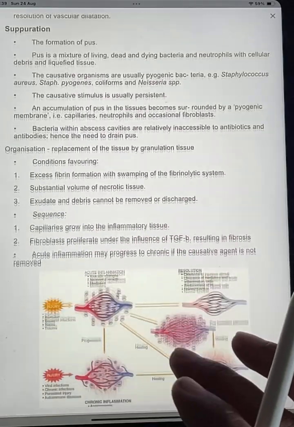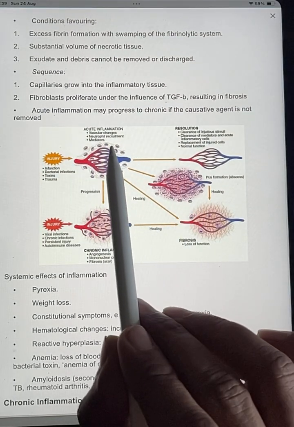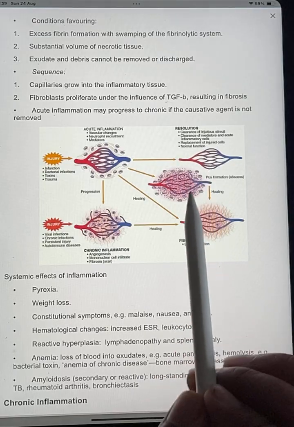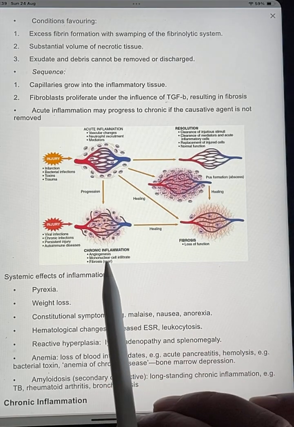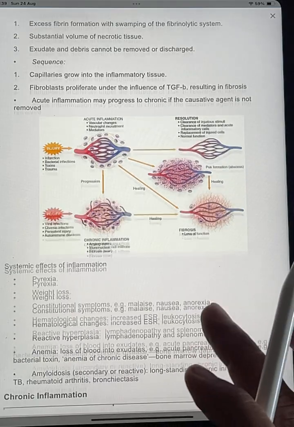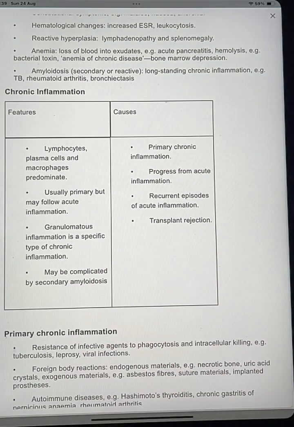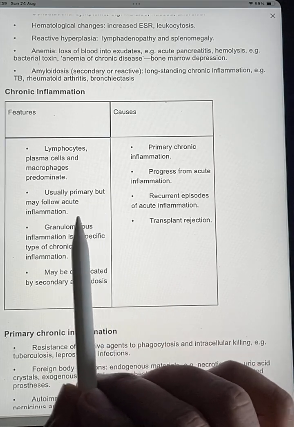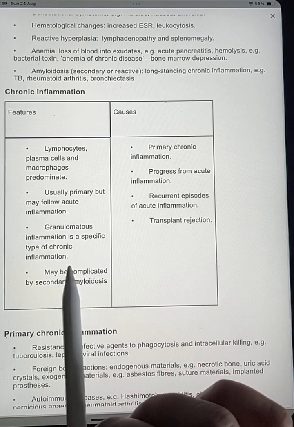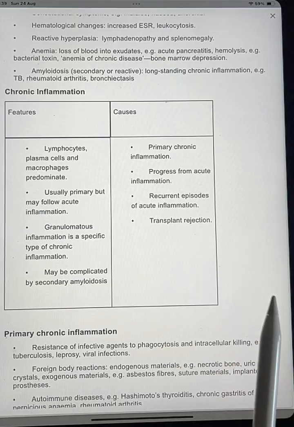Sequelae again: suppuration. Here these are the different outcomes of acute inflammation. Resolution may occur, fibrosis may occur. This can lead to chronic inflammation. In chronic inflammation the cells involved are lymphocytes, macrophages and plasma cells. It is usually primary but may follow acute inflammation: primary chronic, acute to chronic, or recurrent episodes of inflammation.